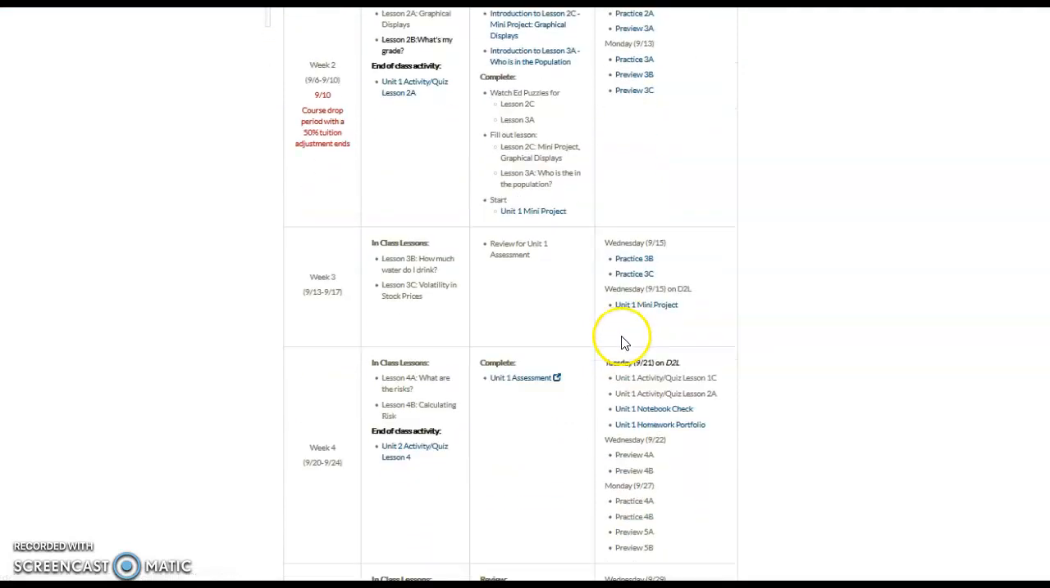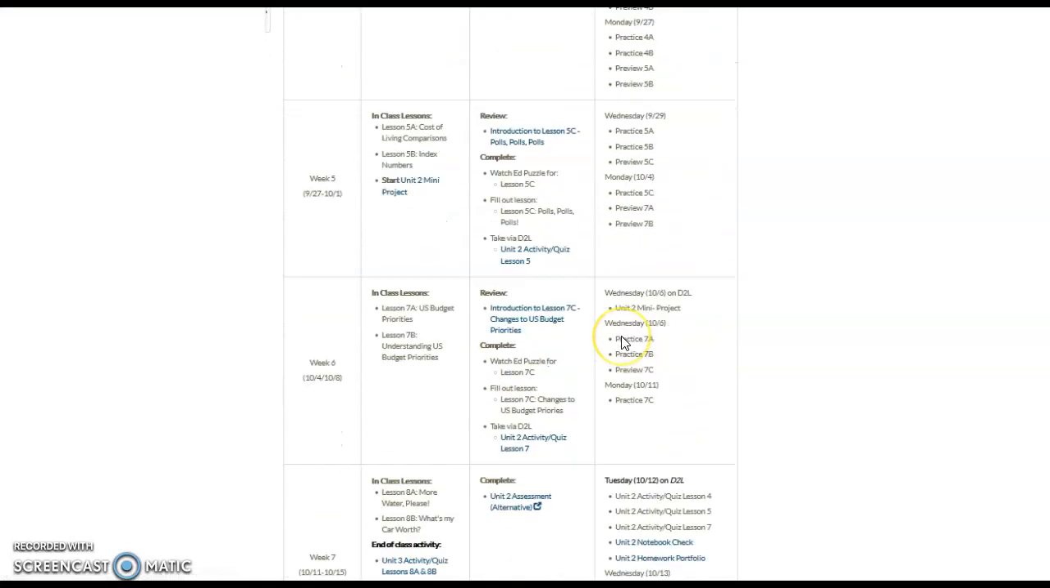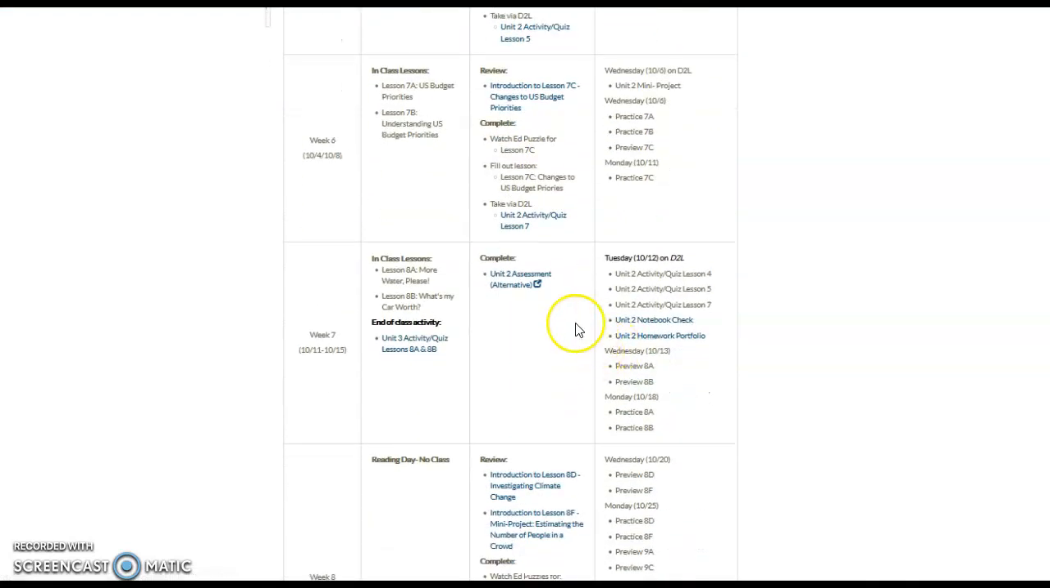If we look at week 7 on our timeline, we see in class we will be completing lesson 8A and 8B. You will then have your exit activity, and outside of class you will be responsible for completing your Unit 2 assessment. As always, I'm here to help and answer any questions you have, either in class or via email or student hours. Please reach out if you have any questions or need help preparing for your Unit 2 assessment.